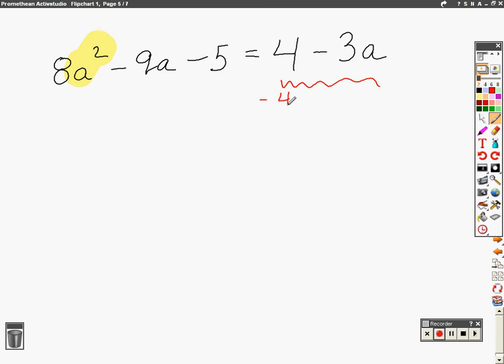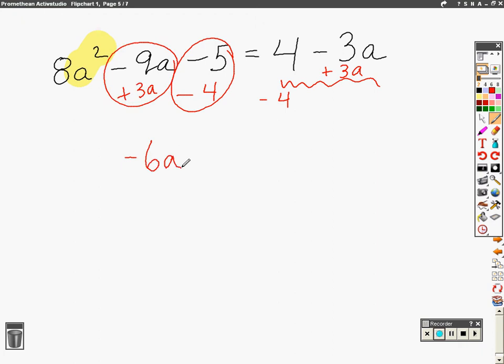So I'm going to subtract 4 on both sides, which leaves me with this grouped together and becomes a negative 9. And then I'm also going to add 3a to both sides. And these things are going to add together and become a negative 6. So I'm left with negative 6a minus 9. I have my 8a squared. And now it equals 0, because I need my quadratic to equal 0 before I factor.